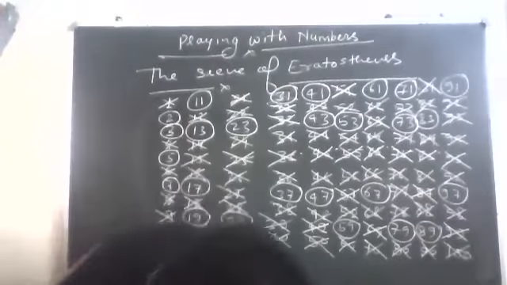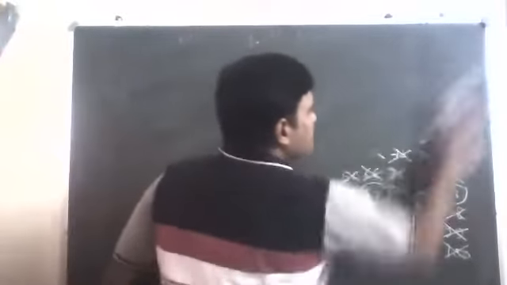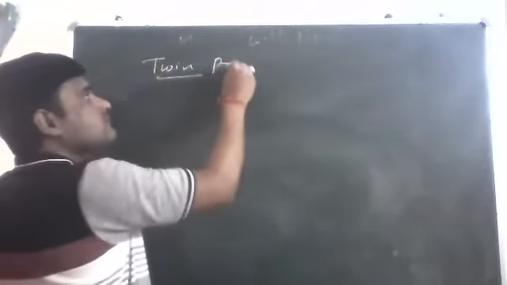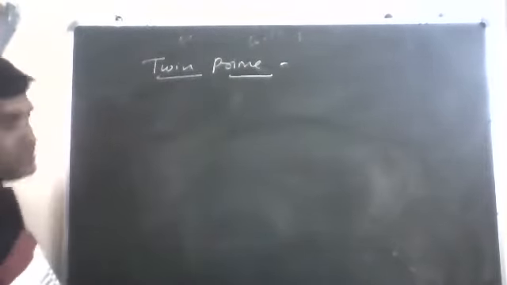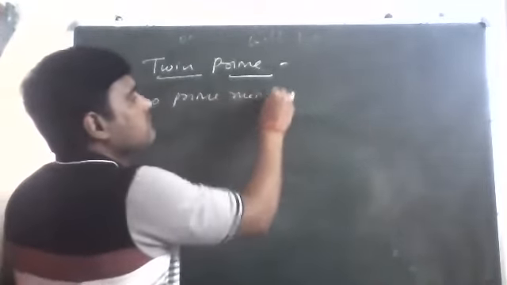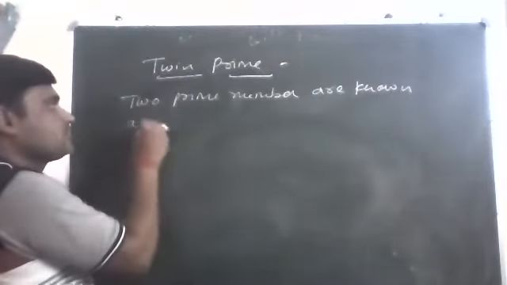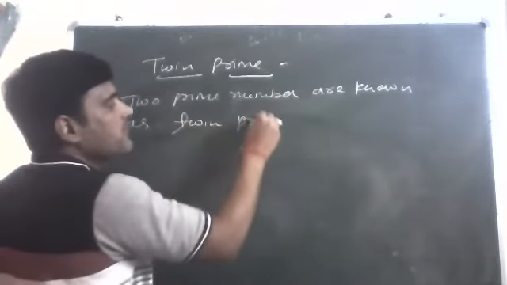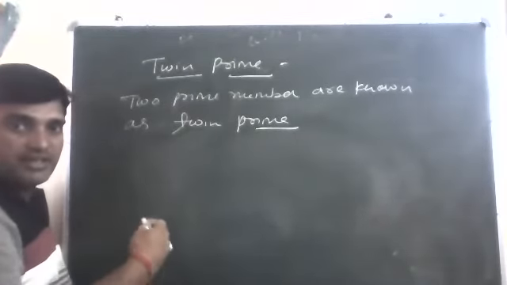Now we define the next topic, twin primes. What are twin primes? Two prime numbers are known as twin primes if the difference between the two prime numbers is 2.